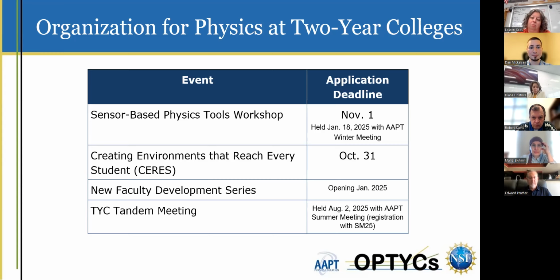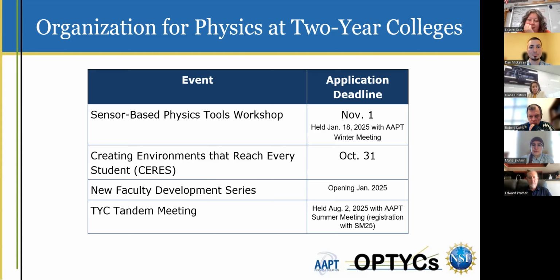And then the 2-year college tandem meeting, which is a 1-day meeting held in conjunction with the AAPT summer meeting, is coming up. You just register for that at the same time or in the same place as you register for the AAPT summer meeting. You do not have to register for the full meeting to attend the tandem meeting. So if you can't manage that 3 or 4 day meeting for AAPT, you can come for the 1-day focus on 2-year college issues. There'll be workshops, talks, lots of good stuff going on there. So we have a lot going on, and I just wanted to make sure I shared that with you.